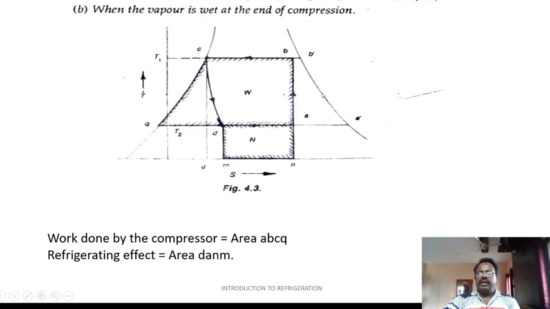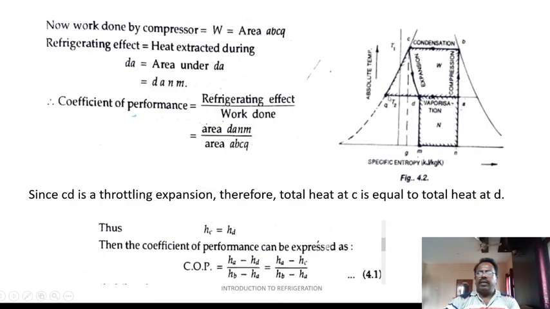That is, the points in a TS diagram will fall on the supersaturation region. And if it were to be wet vapor, it will fall on the wet region. That is, this is the dry saturation line, this is the wet line, this is the supersaturation line. It will fall on the wet region when the vapor is wet. If it were to be dry saturated vapor, it will fall definitely on the saturated vapor line.